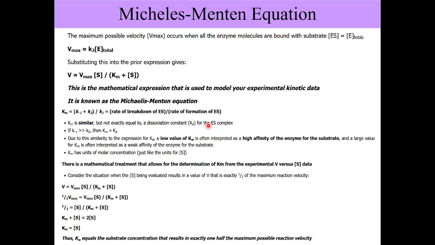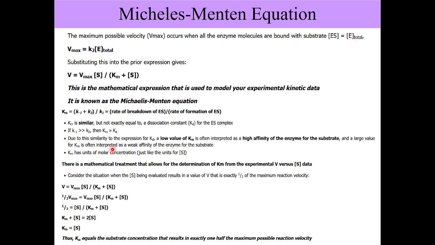Okay. So if K1 is much greater than K2, so K1 is the forward reaction from E plus S to ES, then Km is much greater than Kd. Okay. Due to this similarity to the expression for Kd, a low value of Km is often interpreted as high affinity of the enzyme for the substrate, and a large value of Km is often interpreted as a weak affinity of the enzyme for the substrate.